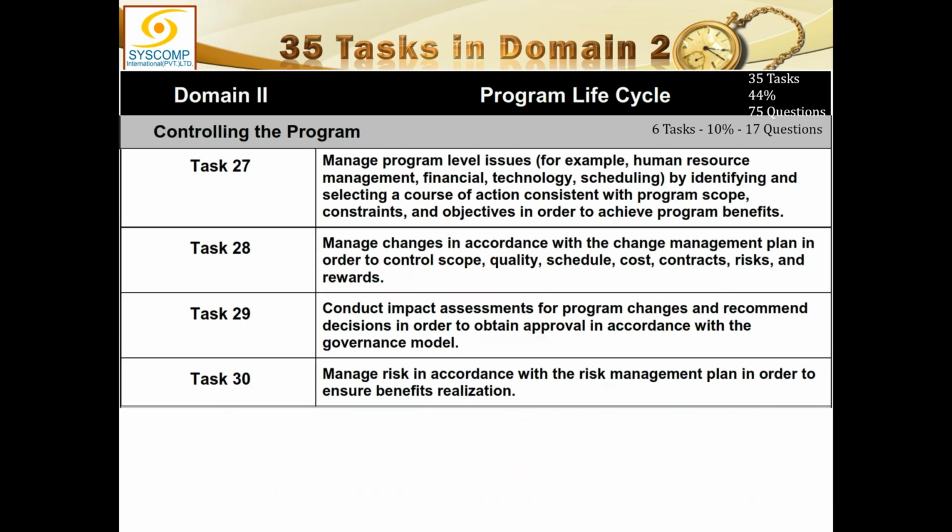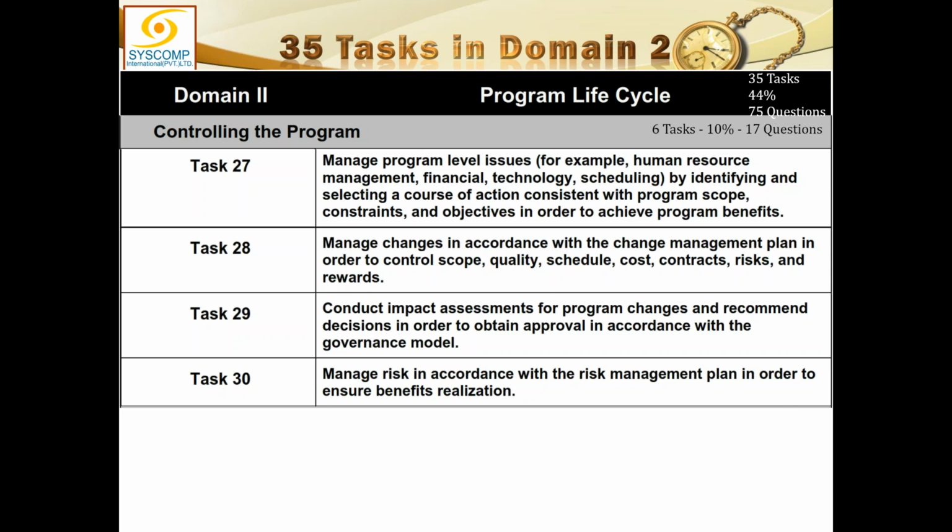Task 27, manage program level issues. For example, human resource management, financial, technology, and scheduling. We have discussed earlier that the program manager is more concerned about finances rather than costs. He is more concerned about the overall management of the technology resources and all that. So how do we do that?